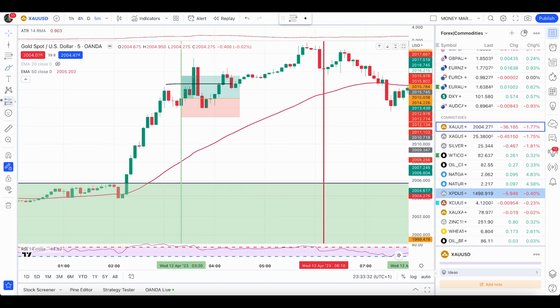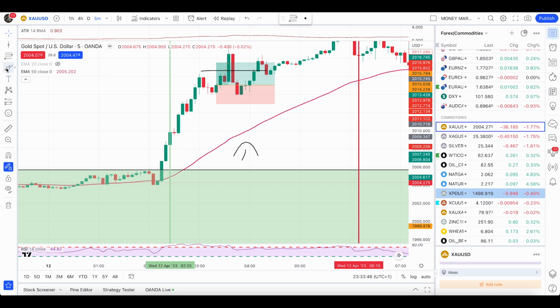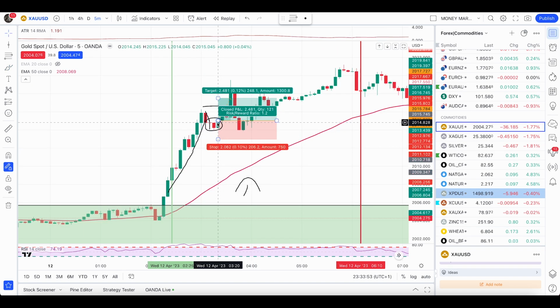Now, the condition to take your buy trade: the market must be above the 50 EMA, and with that we need to see a pullback followed by a bullish engulfer. As you can see here, the price is trading above the 50 EMA for gold. We had a pullback followed by a bullish engulfer. So right here we entered at the close of this candle, and as you can see, I have gone 1.2 to 1 risk to reward. If I'm trading on smaller time frames, I go 1.2 to 1 up to 1.4 to 1 risk to reward ratio.